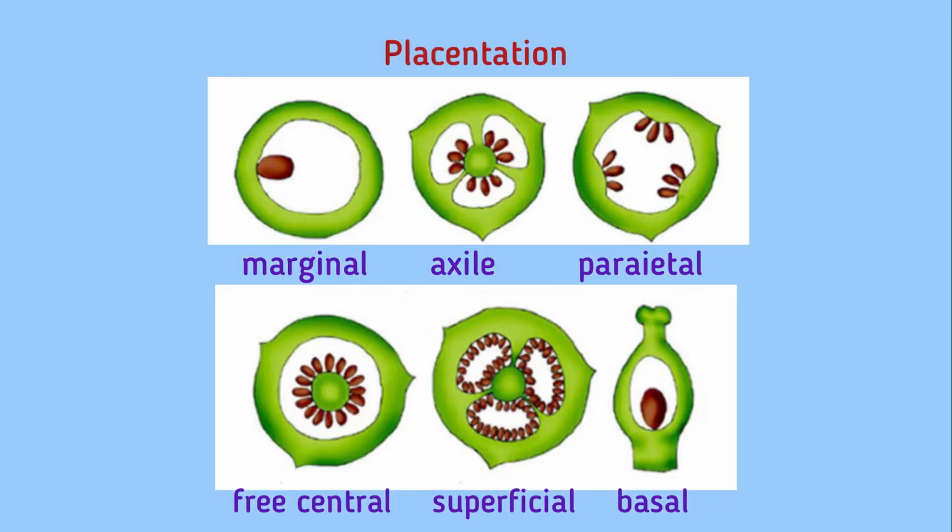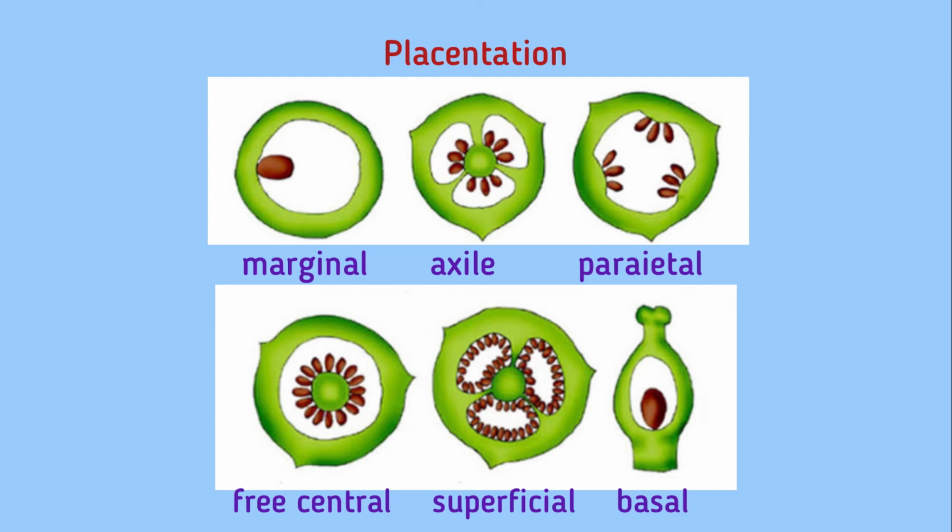Placentation is also a very important term to describe Angiosperm families. Placentation is the arrangement of ovules in the ovary of a plant. The given diagram shows the types of placentation such as marginal, axial, parietal, free central, superficial, and basal. In case of marginal type, one elongated placenta is located on one side of the ovary. Ovules are attached at the line of the carpel's margin.